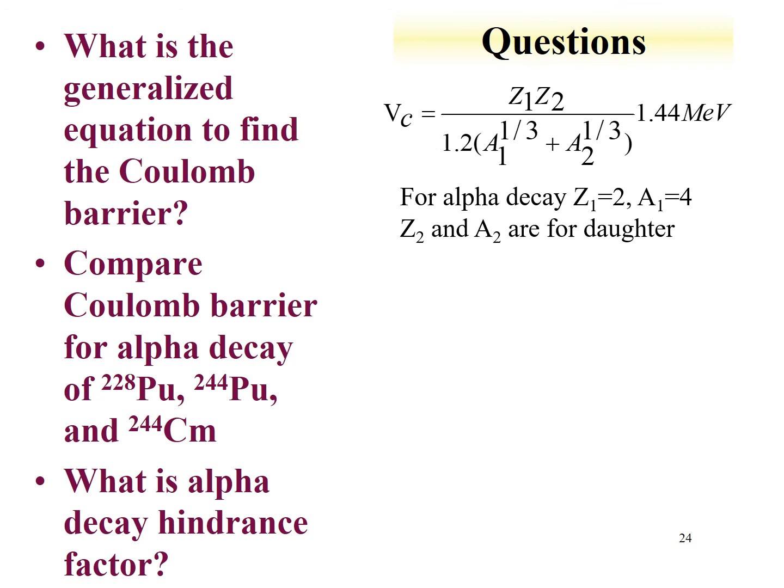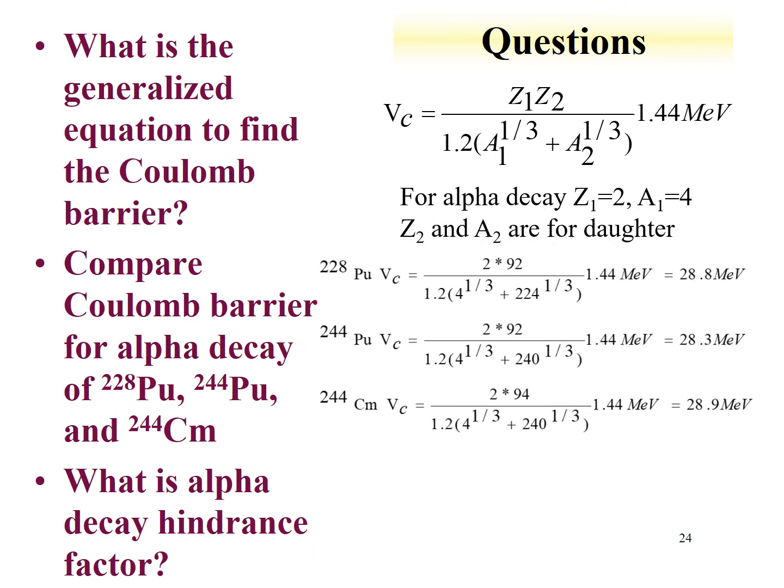If we make this specific for alpha decay, we can substitute 2 for Z1 and 4 for A1. So for an alpha decay, you would be looking at the Coulomb barrier from the alpha decay, and Z2 would be the daughter, and A2 would be the A for the daughter.